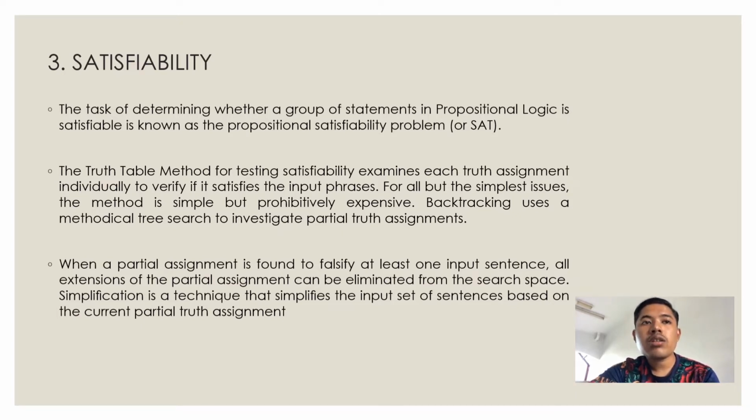Backtracking uses a mathematical tree search to investigate partial truth assignments. When a partial assignment is found to falsify at least one input sentence, all extensions of the partial assignment can be eliminated from the search space. Simplification is a technique that simplifies the input set of sentences based on the current partial truth assignment.